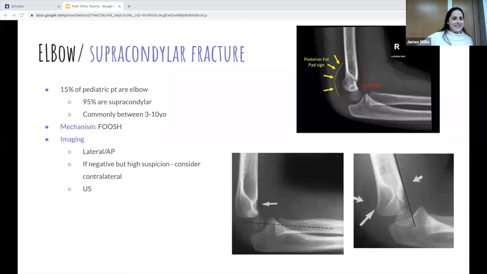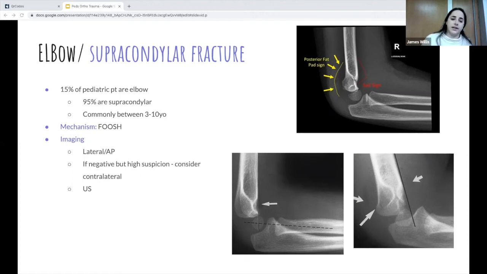Okay, so anyways, supracondylar fractures. 15% of the pediatric fractures are on the elbow, but 95% of these fractures are going to be supracondylar fractures. It is more commonly seen in patients 3 to 10 years old. Mechanism is FOOSH, we went over this earlier today. Imaging, you need lateral and AP, but when you're doing the lateral, you need a true lateral x-ray. It has to be a 90-degree angle, because if you don't get the 90-degree angle, then you might get a false positive result.